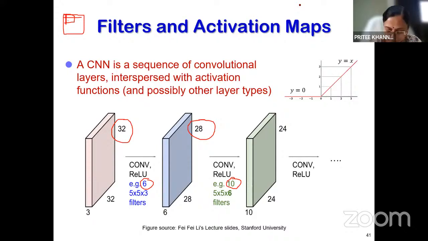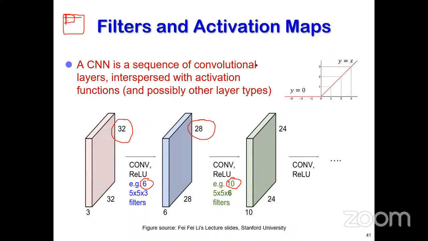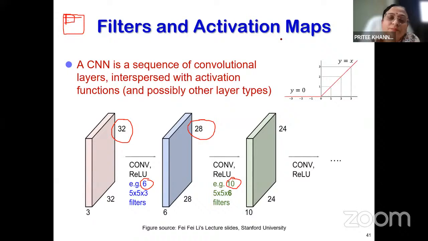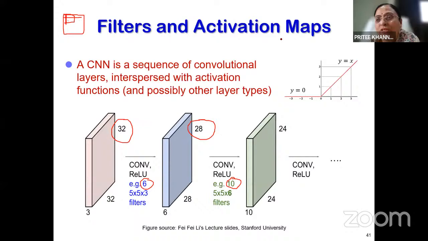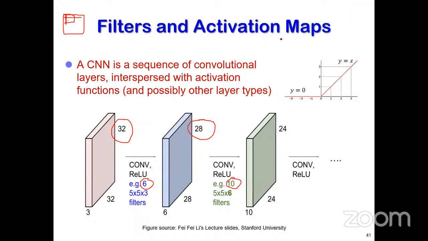Let me start again. One last question by Sumati. I request you to please unmute yourself. Good evening, ma'am. How will the 32 cross 32 cross 3 be reduced to 28 cross 28 cross 6, and then further reduced in the subsequent layers? Are there any mathematical formulas? Let us first understand, we are going to cover this, and then we will come to the formula also. Thank you.